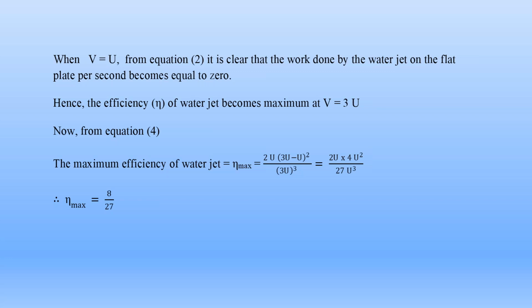V is equal to U is not a possible condition. If V is equal to U, the force Fx becomes 0. So it is not a possible condition. So the possible condition for the maximum efficiency of the water jet is V is equal to 3U. So we substituted V equal to 3U in equation 4 and we got the maximum efficiency of the water jet in this impact. That maximum efficiency, nu maximum, is equal to 8 by 27. This is for the horizontal water jet striking the vertical moving flat plate.